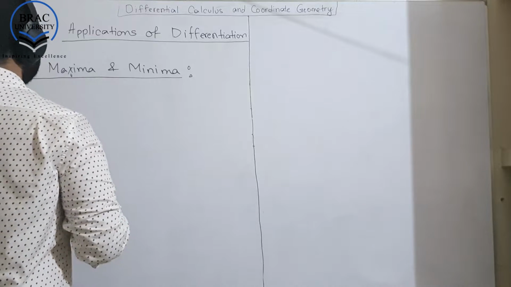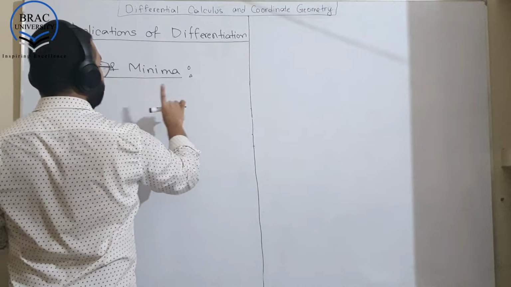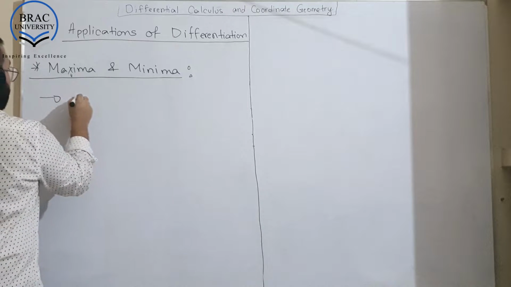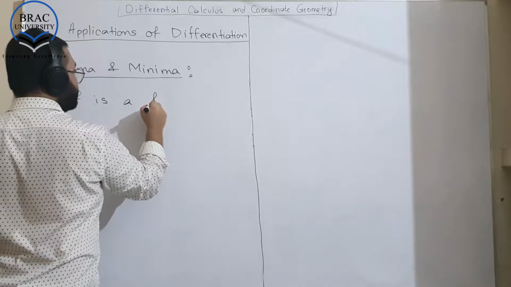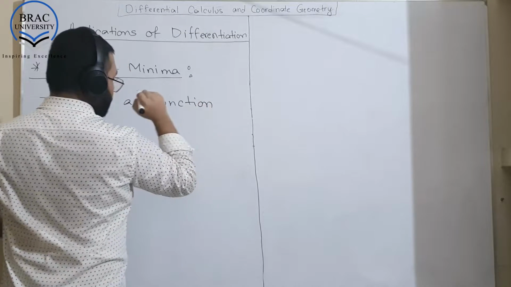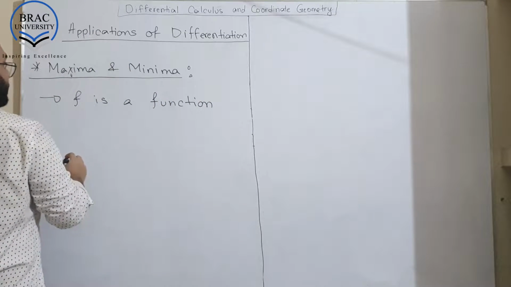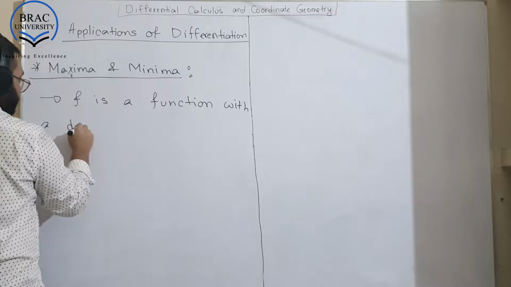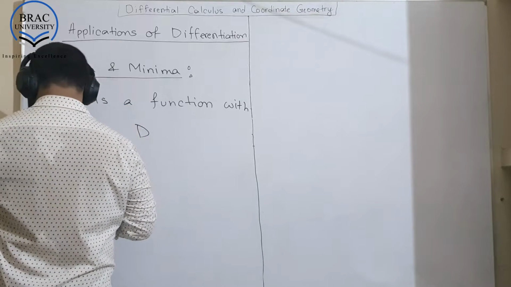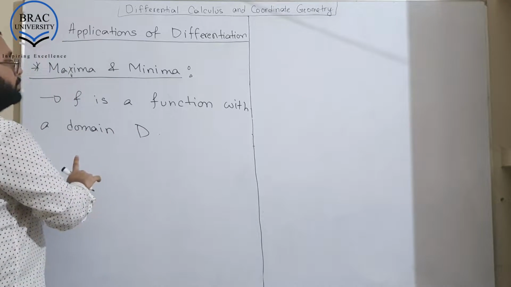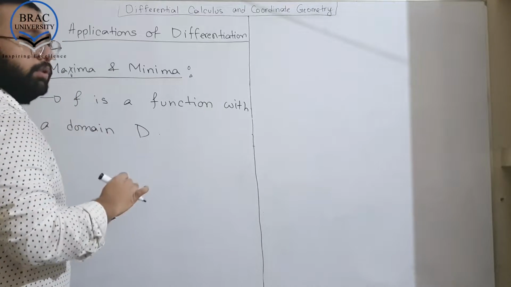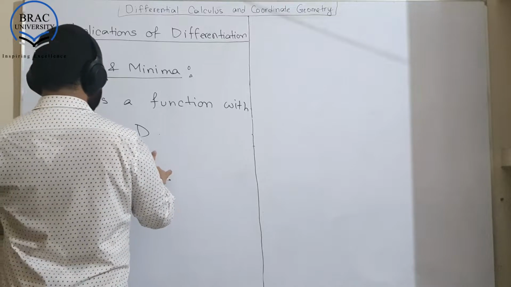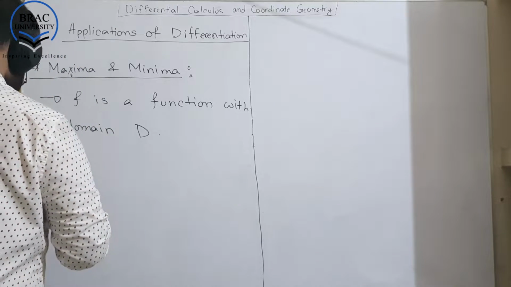But first, we need to understand what maxima and minima of a function are. For that, we need to use a function. Let's say f is a function, and it has a domain, say, D. Domain is all the possible values a function can take. All the inputs you can put in the function is the domain. This will help us define maxima and minima.